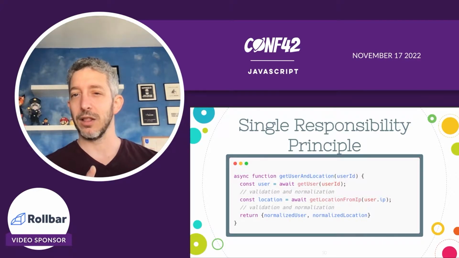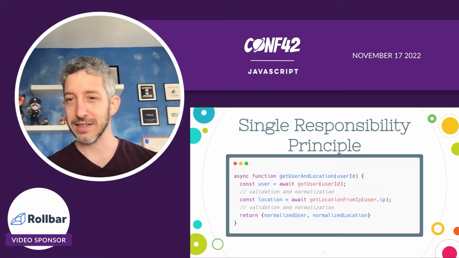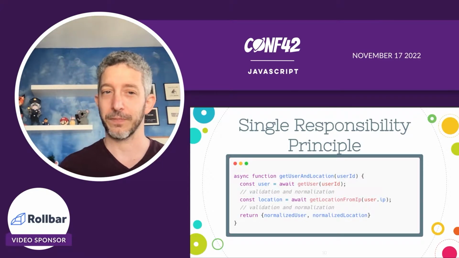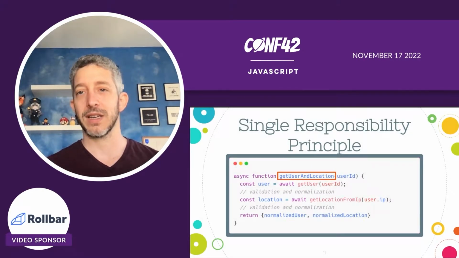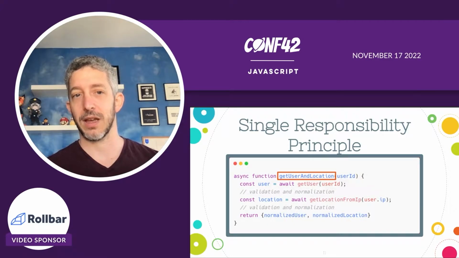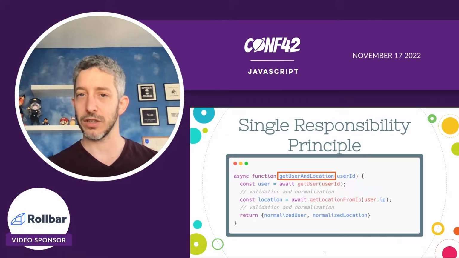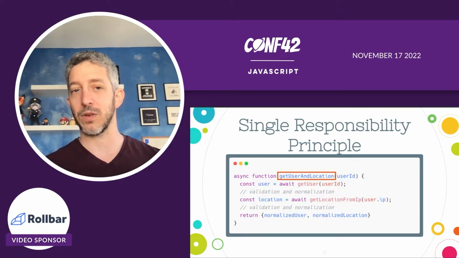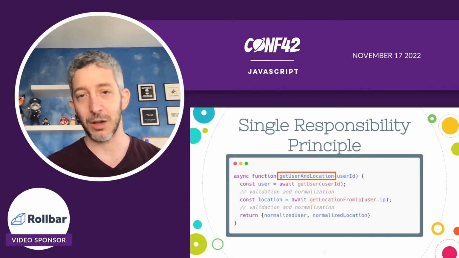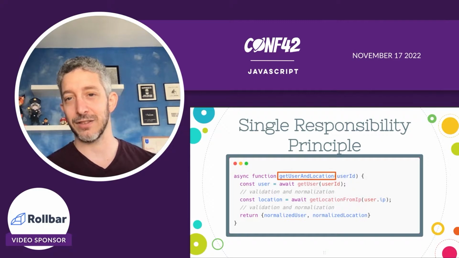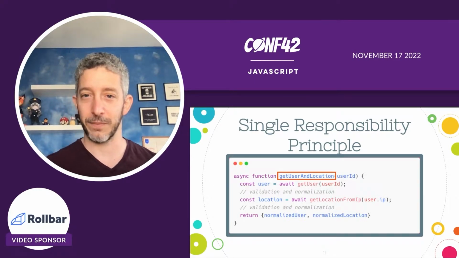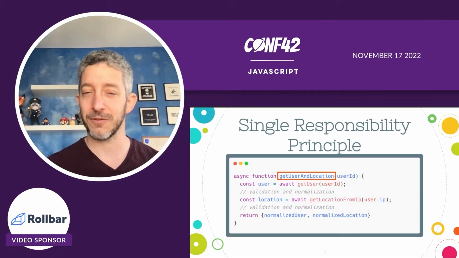This code might look okay, but let's highlight some potential issues. First one is the function name. It does 2 things. It also gets the user and the location. You can see from the start that this function does 2 things. Always remember, if there is an and or an or in the function name, something is fishy here.